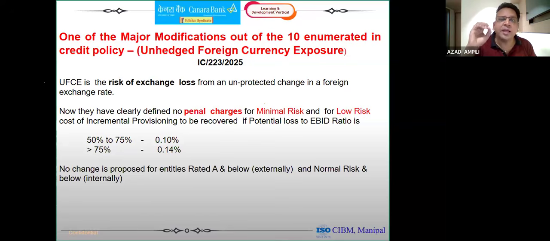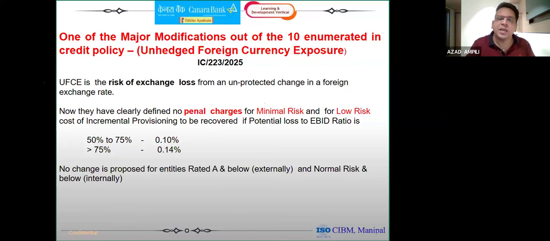UFCA means unhedged foreign currency exposure, the risk of exchange loss from an unprotected change in a foreign exchange rate. So some rate is moving and we don't have any protection, means issue. So the customer is not ready to book forward contracts. This kind of customer we have to clearly define. See now, in RBI's latest modification, and in our policy also, they have given that some penal charges we have to take.